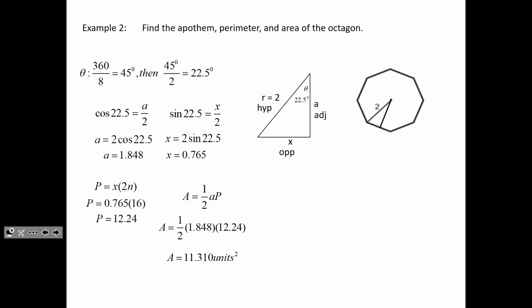So approximately 11.31 something. Depends on what your float in your calculator is set to. Should be something around here. All right, and that's all they asked for on this one. We didn't have to find any special lines.